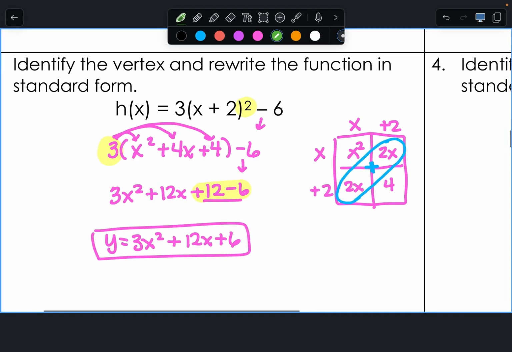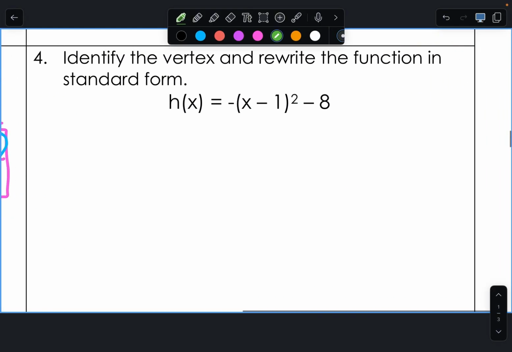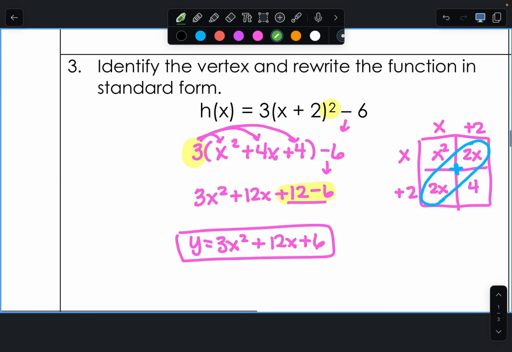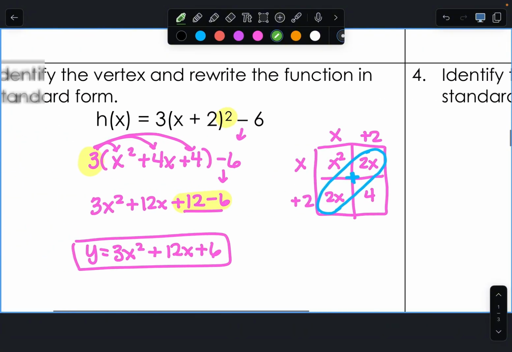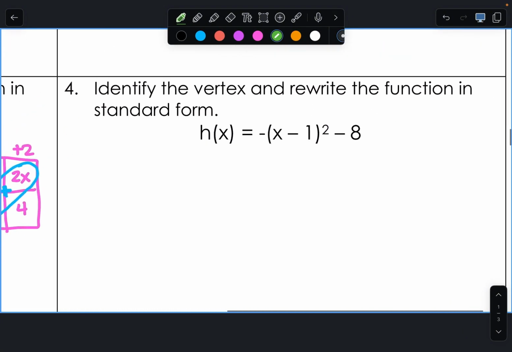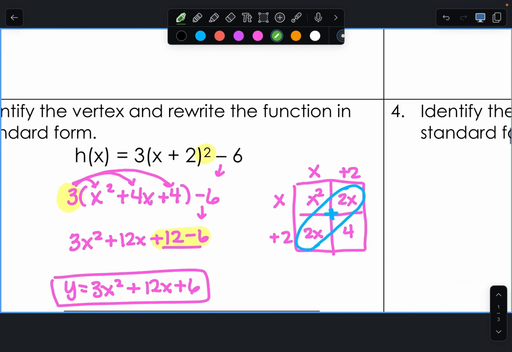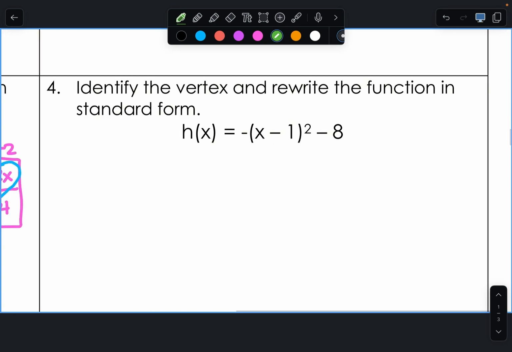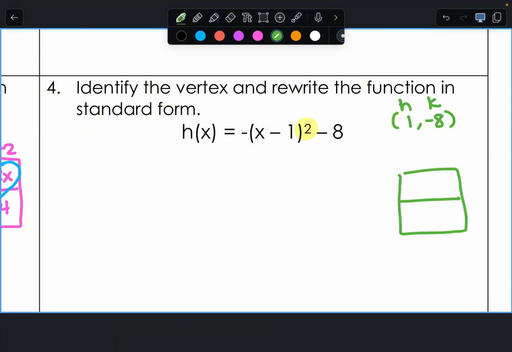Number 4. Oh, it does say identify the vertex. Whoops. We didn't identify the vertex on number 3, but let's identify what the vertex is on number 4. What is the vertex? What is my HK? Positive 1, negative 8. Good. All right, now let's solve it. What's the first step? Box and foil. My plans have been foiled once again.